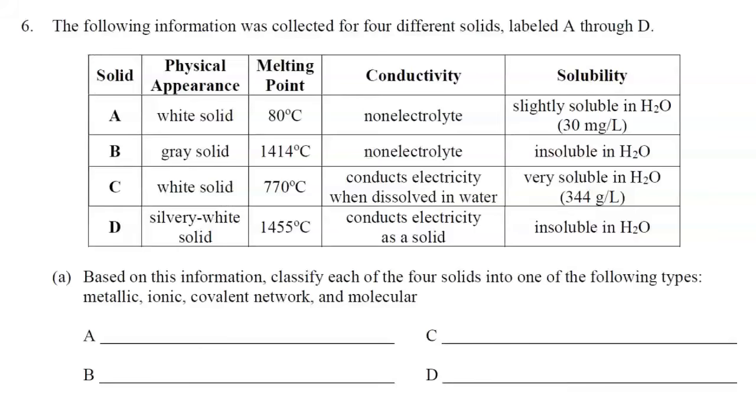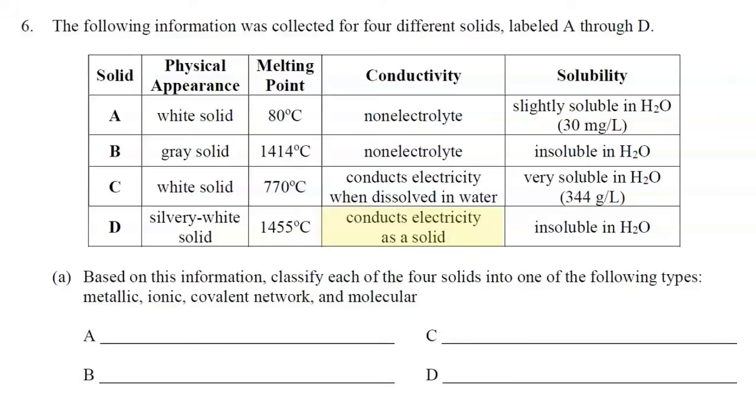Question 6. We have a table with solid A, B, C, and D, and then we have descriptions of the physical appearance. We have the melting point, conductivity, and solubility. Part A. Based on this information, classify each of the 4 solids into one of the following types: metallic, ionic, covalent network, and molecular.